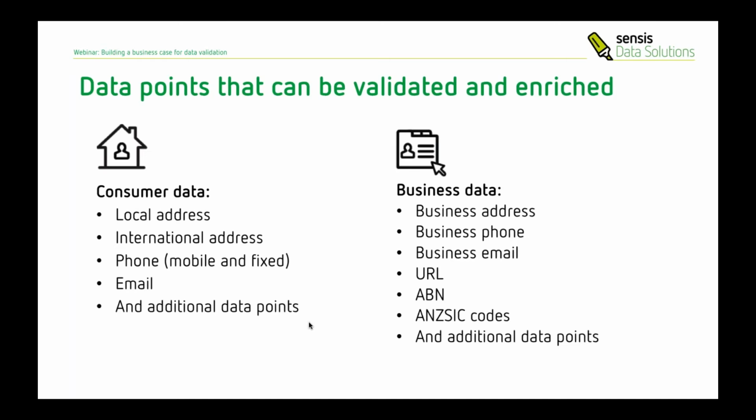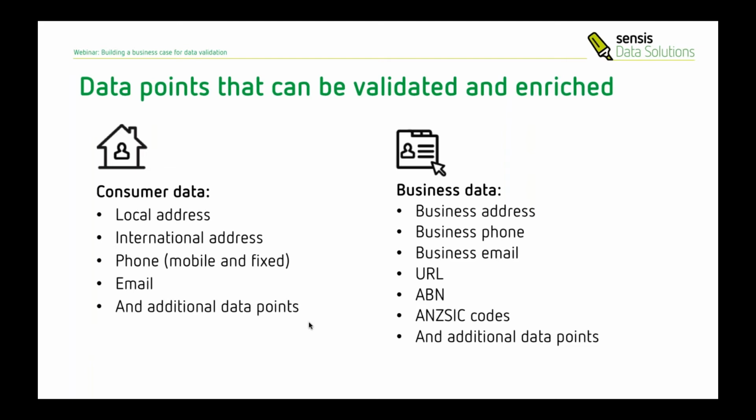Okay, the data points that can be validated and enriched. As you can see, and I've mentioned to you previously, we are able to both enrich and validate both consumer data and business data. Listed below are those key data points which we're able to assist you with. From a consumer perspective, we've got both local and international address. With phone numbers, we're able to both verify mobile and fixed lines, but also provide you with new mobile and fixed lines. We're also able to validate email addresses and provide you with email addresses, and also included there are some additional data points too.